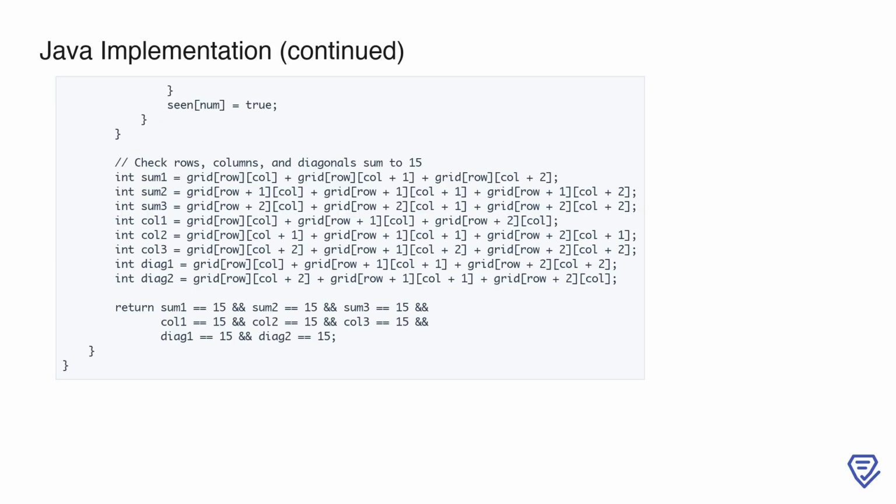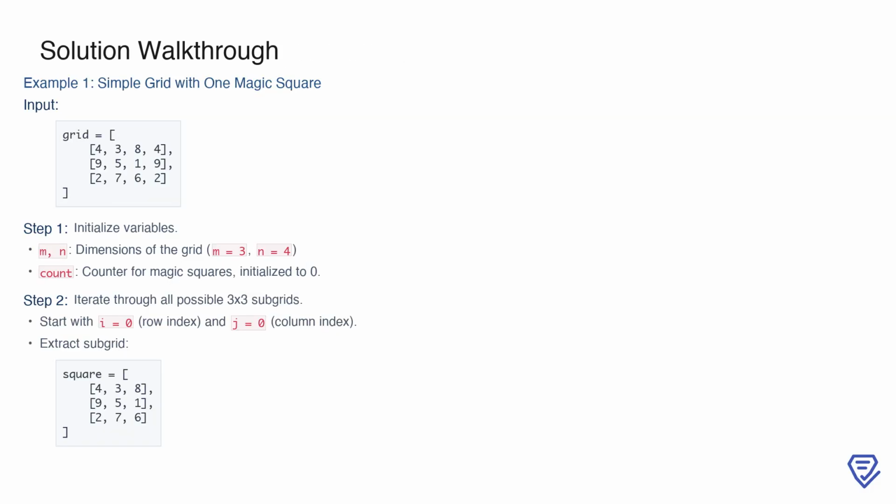By combining this validation logic with the iteration in the main function, we successfully identify all magic squares in the given grid. Here, we begin with a simple grid example to understand how the solution works step by step. The input grid is a 3 by 4 matrix, and our goal is to identify all 3 by 3 subgrids that qualify as magic squares. First, we initialize some variables. The dimensions of the grid, m and n, are set to 3 and 4 respectively. We also initialize a counter, count, to 0, which will keep track of the number of magic squares we find.